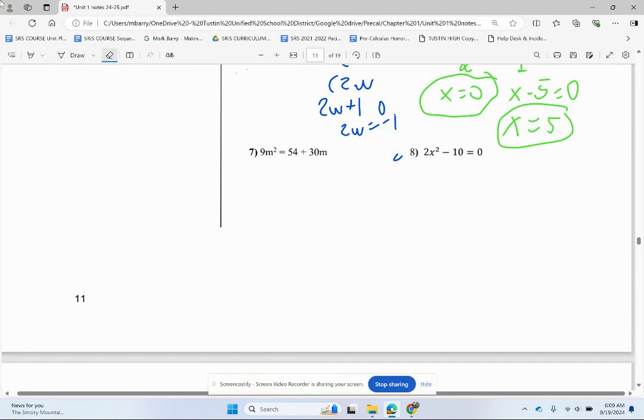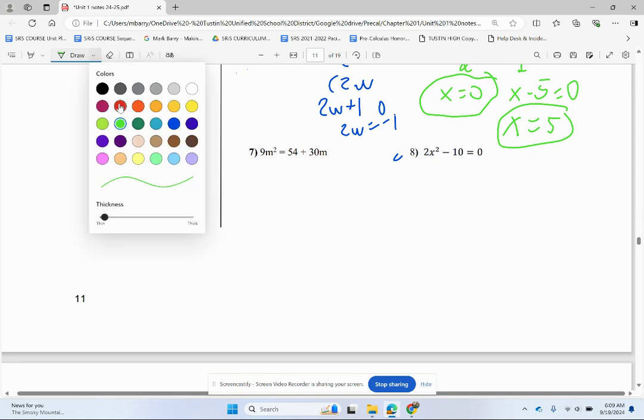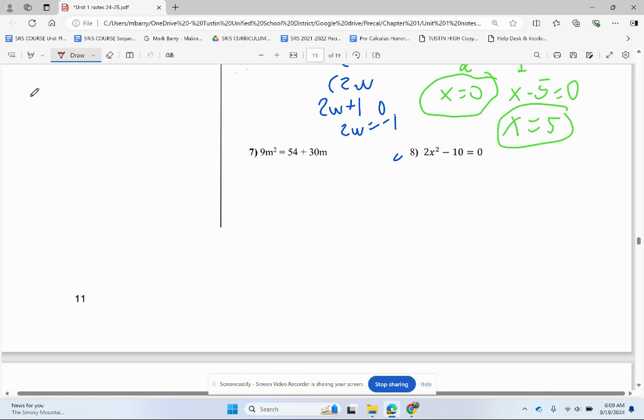All right, let's take a look at number 7 now. So for number 7, what are we going to do here? I've got another quadratic. Let's get one side to 0. I want my squared positive, so I'm going to move this stuff over. So that's going to be 9m squared minus 30m minus 54 equals 0. Now, I think we have a GCF here of 3.